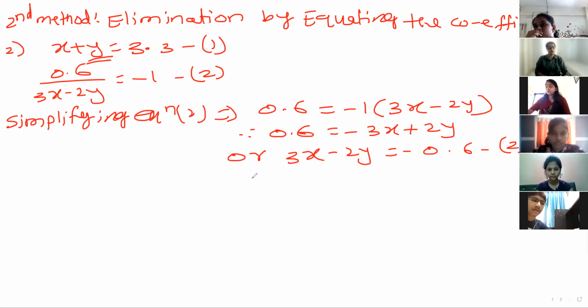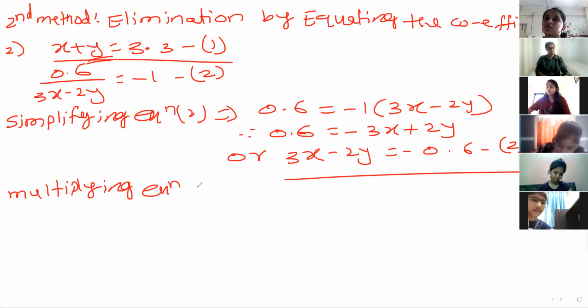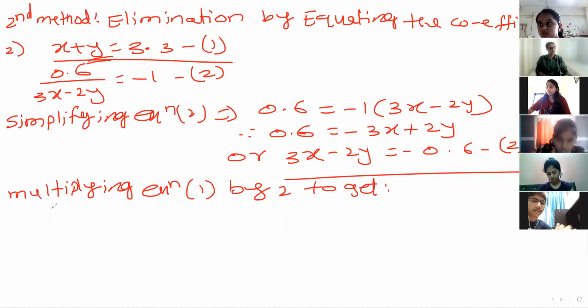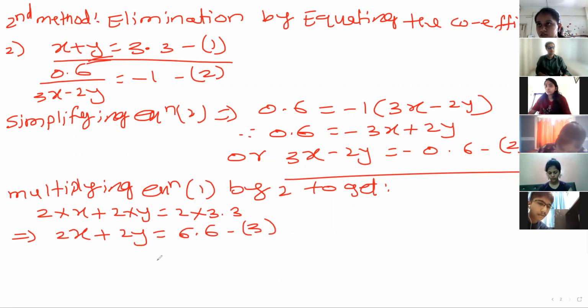What will we have to do? I want to make the y coefficients the same in this and this equation. Sir, multiply by 2 for the first equation. Correct, very good. Then let's write multiplying equation 1 by 2 to get 2 into x plus 2 into y is equal to 2 into 3.3, right? So you get 2x plus 2y is equal to 6.6. We call this equation 3.